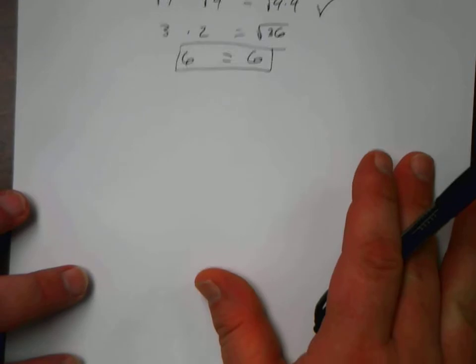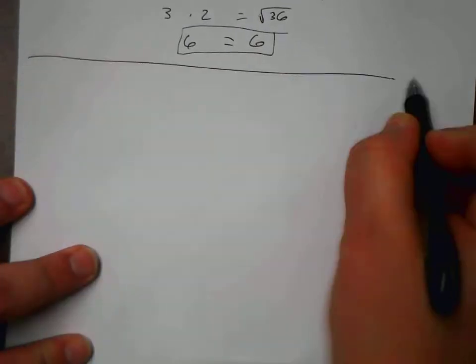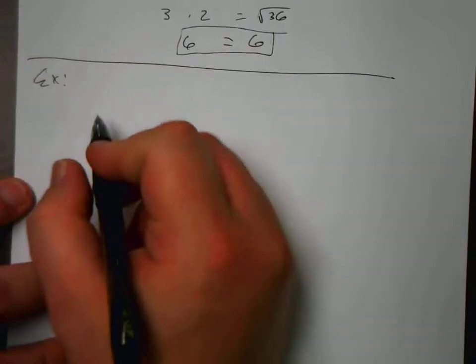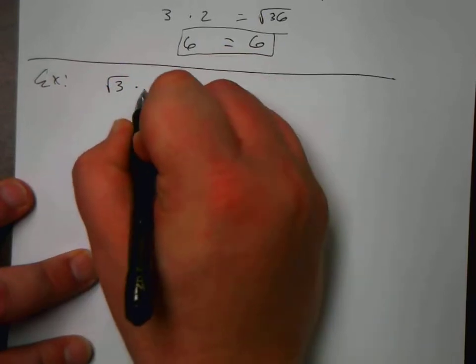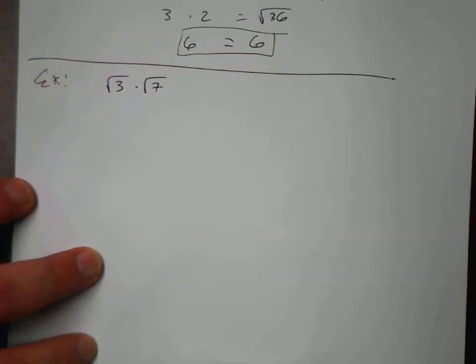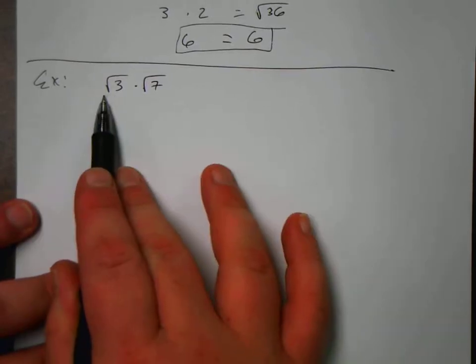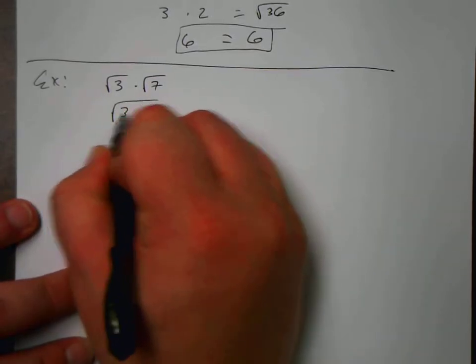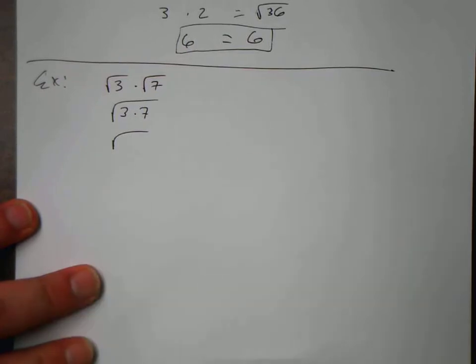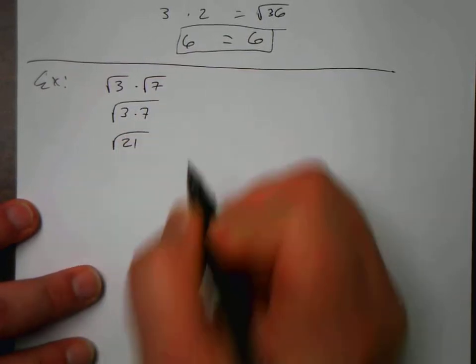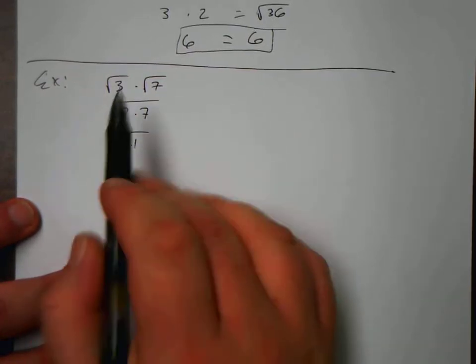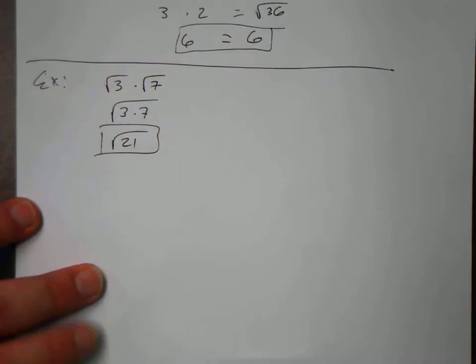Okay, so let's take a look at our first example. Let's take a look at the square root of 3 times the square root of 7. There's nothing real fancy here. So the square root of 3 times the square root of 7 is the square root of 3 times 7, and everybody here knows that 3 times 7 is 21. So here I get the square root of 21. Nothing too terribly difficult with that.